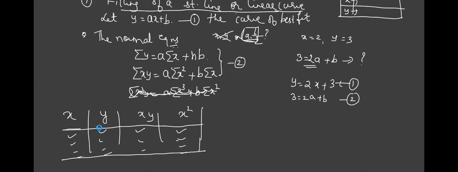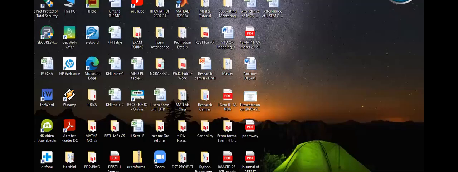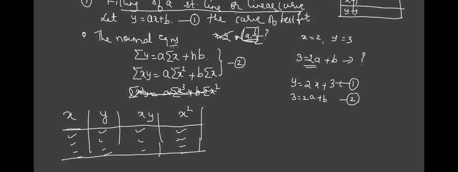Then what you do? Just add them. Adding means add the values of x here. What will we get if I add all the values? Summation of x, obviously. Similarly, if I add the values of y, I'll get summation of y. So I'll get here summation of x, this is summation of y, this is summation of xy, and this is summation of x square. If these values are there, you can substitute here.